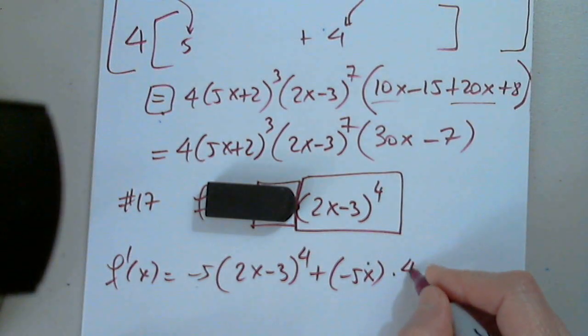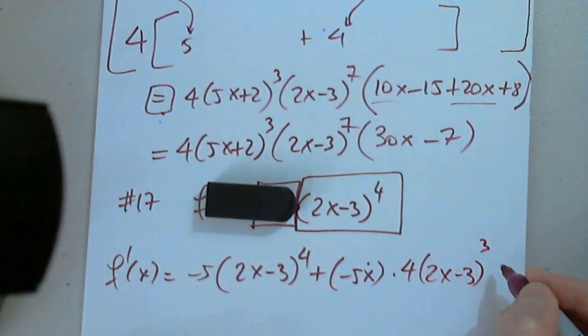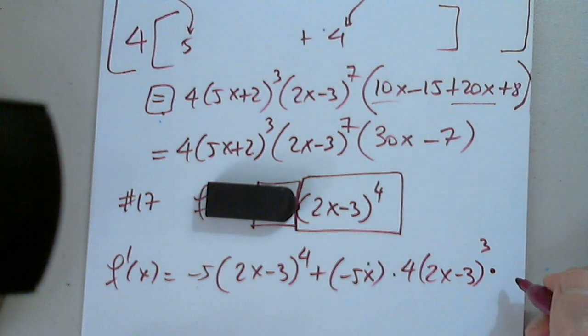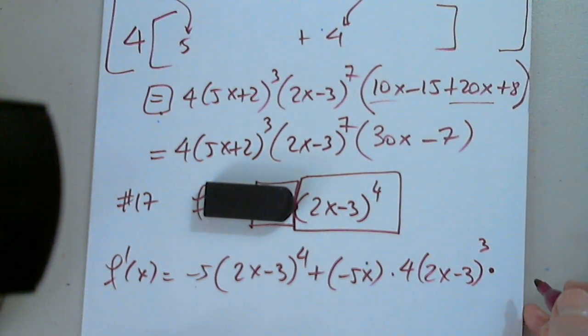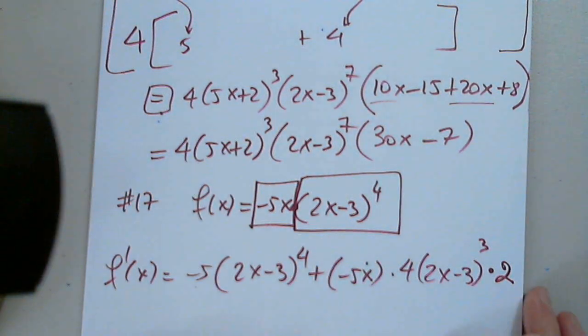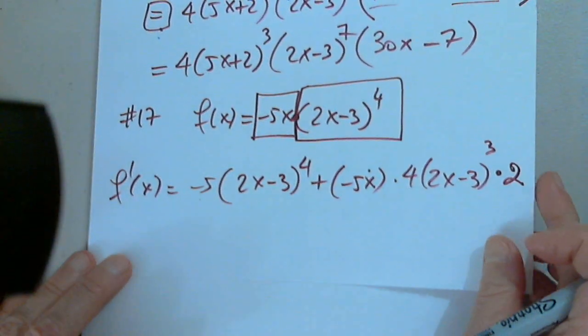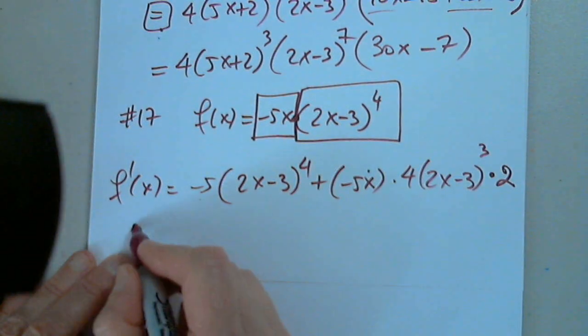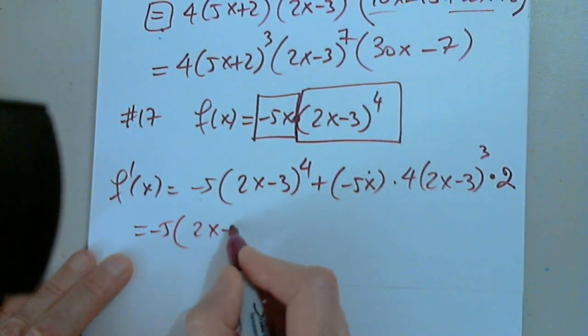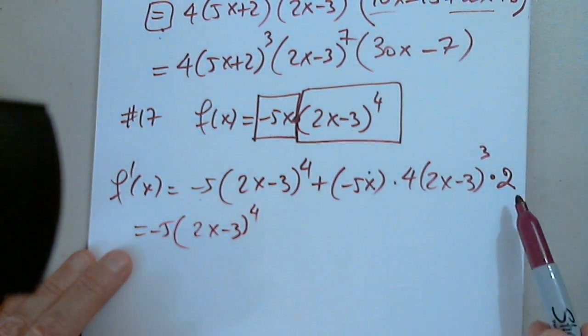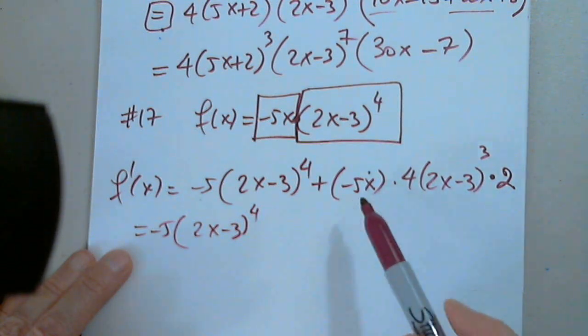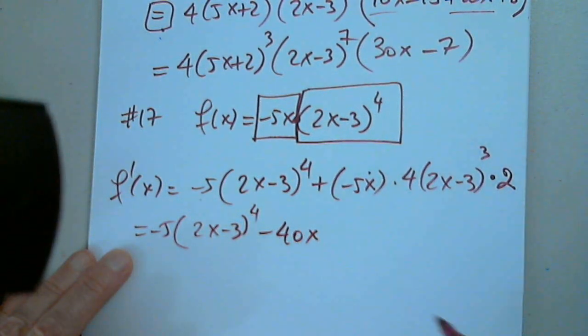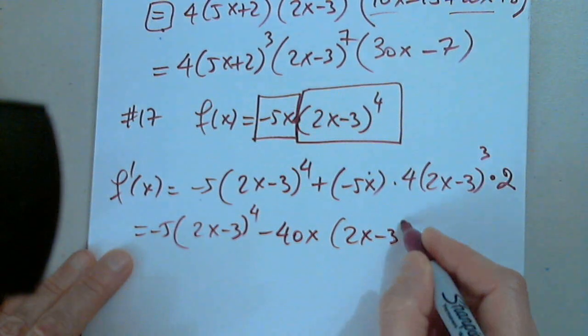4 parentheses 2x minus 3 to the third, times the inner function prime. Always say that to yourselves. Times 2. Excellent. It's always times the inner function prime. So we have negative 5, 2x minus 3 to the 4th. 4 times 2 is 8, times negative 5, negative 40x, and 2x minus 3 to the 3rd.